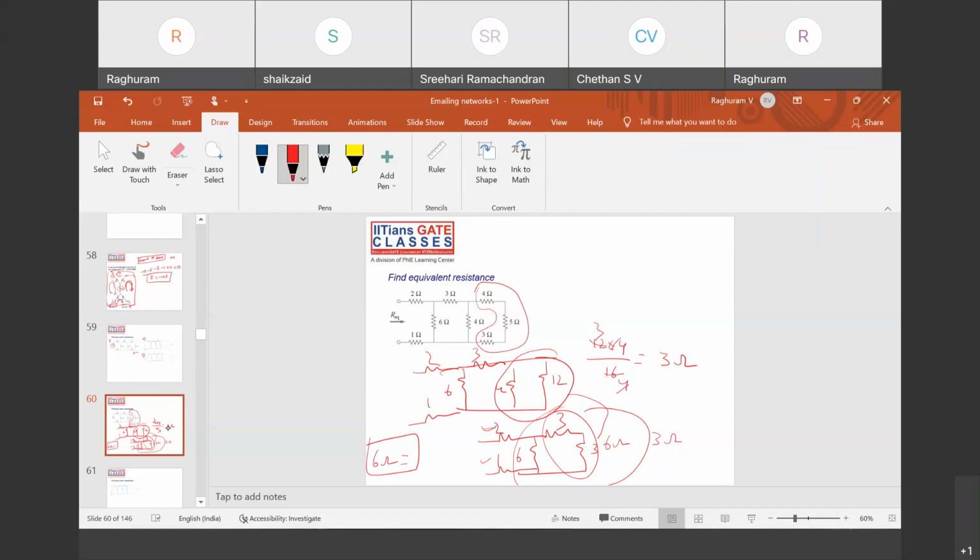Clear, everyone? So always you have to check, start from this side. If you want to find the equivalent resistance between these two terminals, you have to always start from the other end. Okay, 6 ohms is the answer. Clear? Shall I repeat? Clear, everyone?